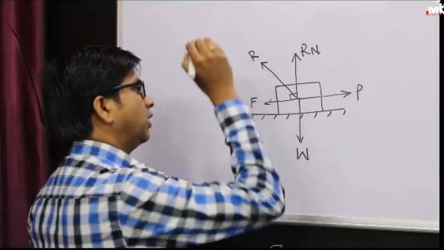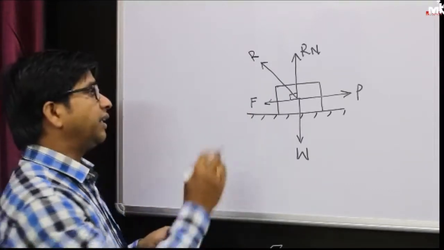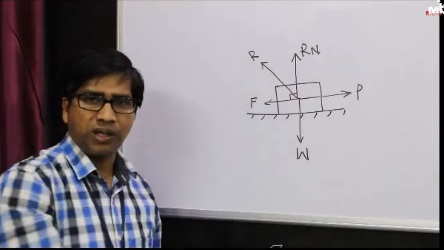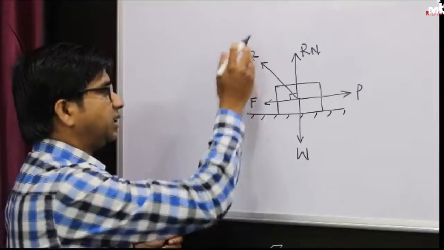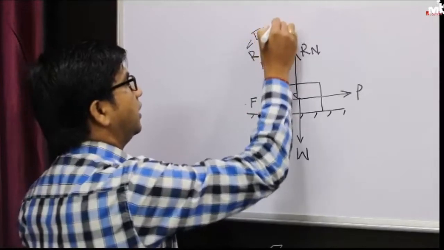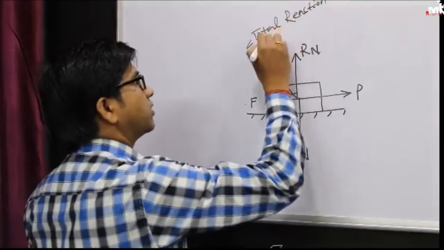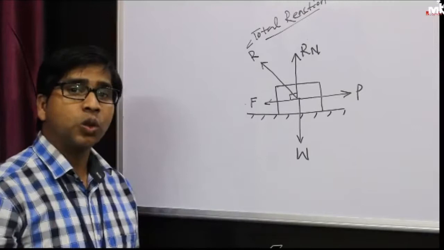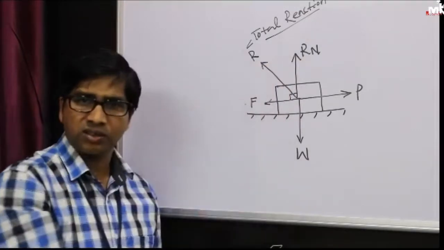This I have noted by the symbol R. So what is R? R is the resultant of frictional force and normal reaction. This R is also called the total reaction. Remember this term. Sometimes an exam question asks to find the frictional force and also the total reaction. So total reaction means the resultant of frictional force and normal reaction, right?